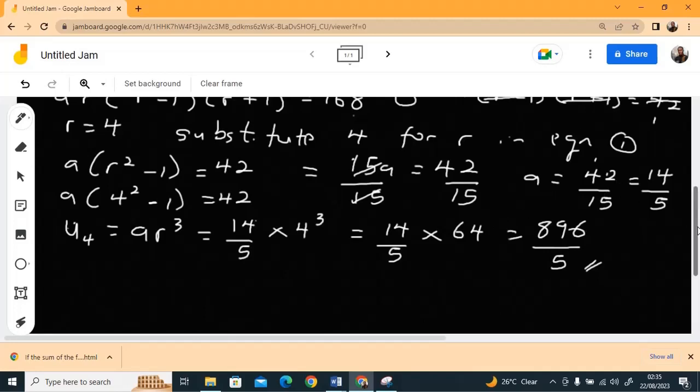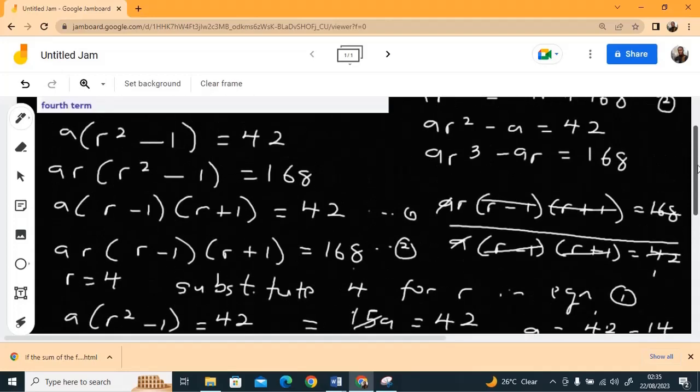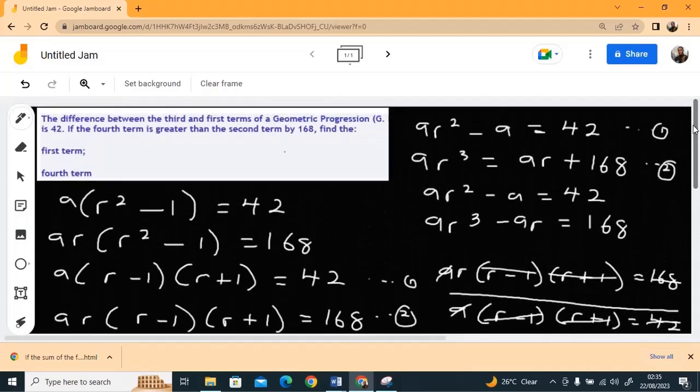You can see how simple this question is. But if you don't get the logic, you get lost. So copy this question or try it on your own. You'll be able to get it on your own. So let's move on to the next question.